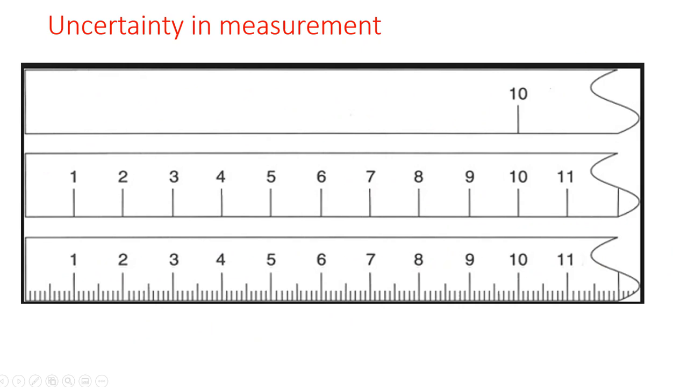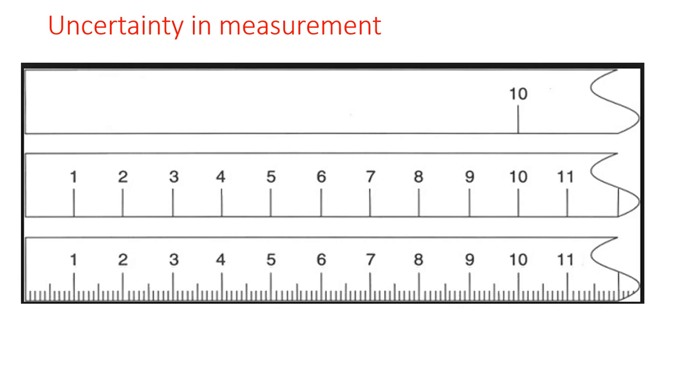Now let's move on to a new term, uncertainty in measurement. Usually when we do a measurement, we want to be confident that our measurement is correct. We want to be confident that the measurement we are making is making sense, and that this measurement is within this specific range.